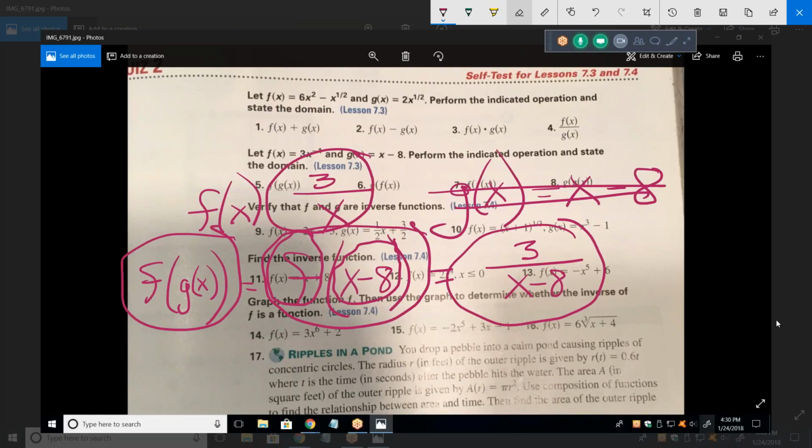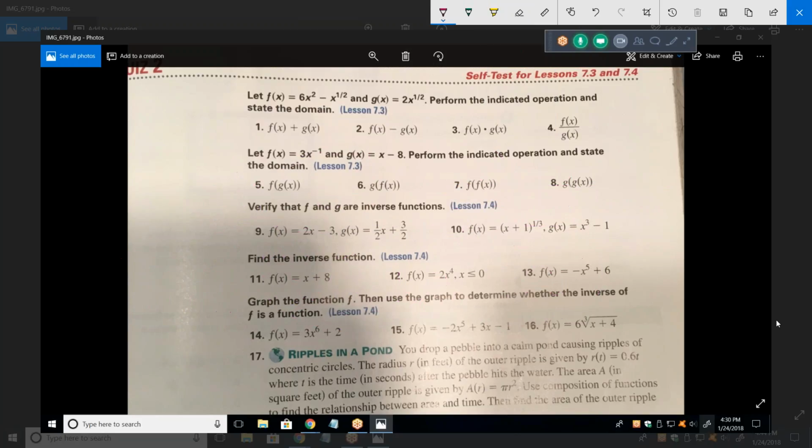Okay? Okay. You'll get it. This is the exact reverse, number 6. We'll talk about domain in a second. I want to make sure you understand this composite concept. Okay? Okay. So start with g of f of x.